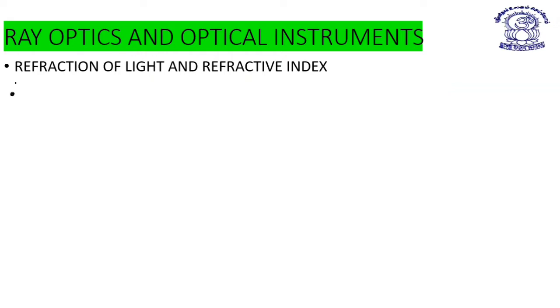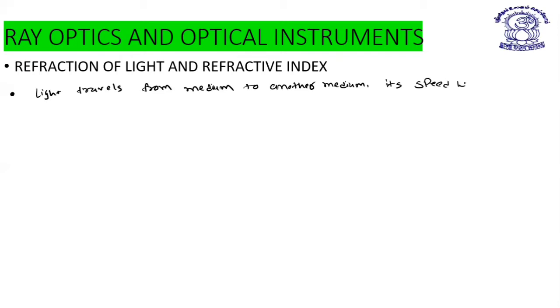Whenever light rays enter from one medium to another medium, its speed will change. So if light is incident obliquely on any surface separating two media, the light will change its path. This phenomena is called refraction of light.